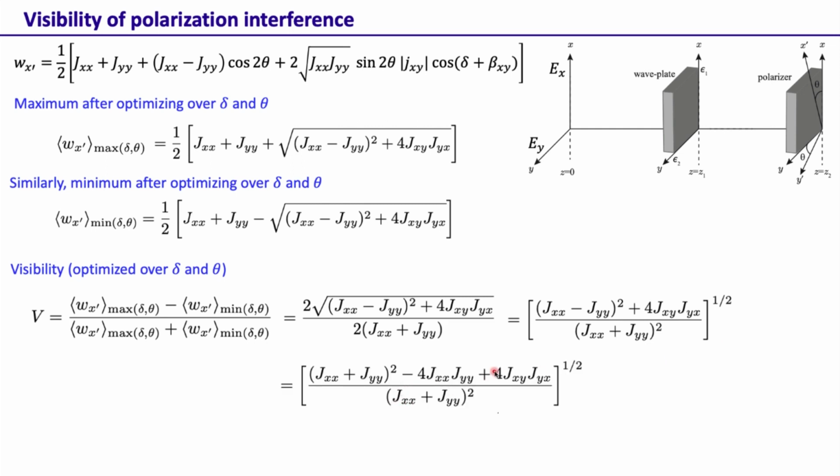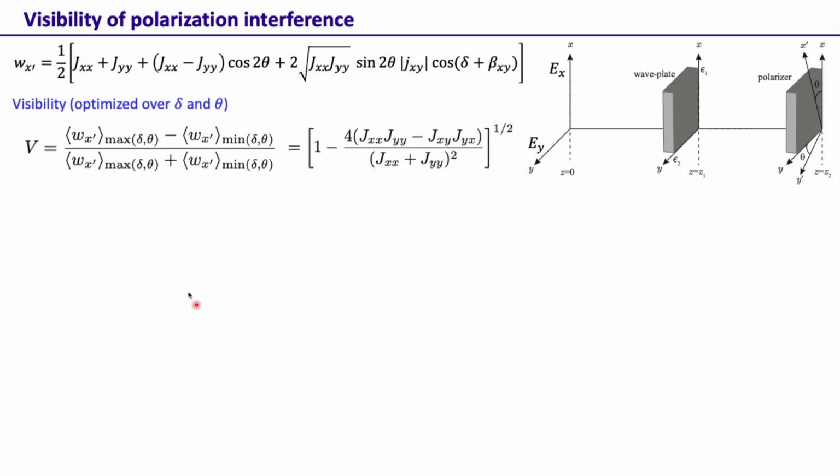This we can again rewrite, jxx minus jyy square as jxx plus jyy square minus 4 jxx jyy, and this quantity then just remains here, and this then we can write as just 1 minus 4 times jxx jyy minus jxy jyx over jxx plus jyy square. So this is the algebra that we can actually do, and we are doing this for some purpose which will be clear in a moment, but for now this is what we have.